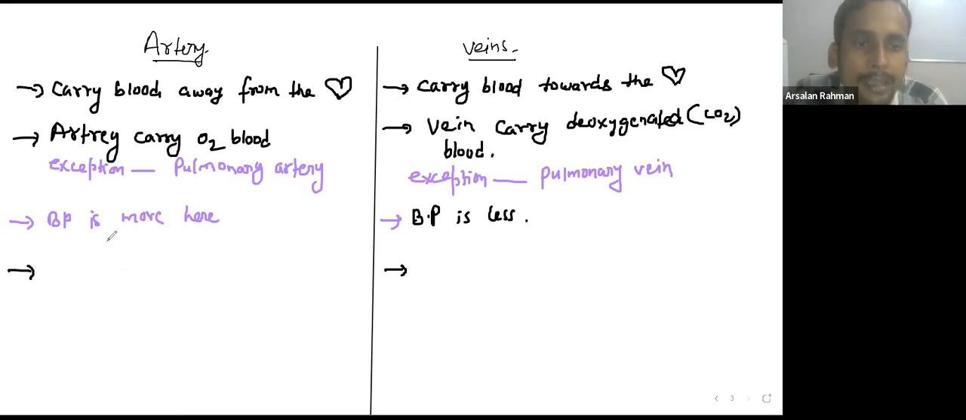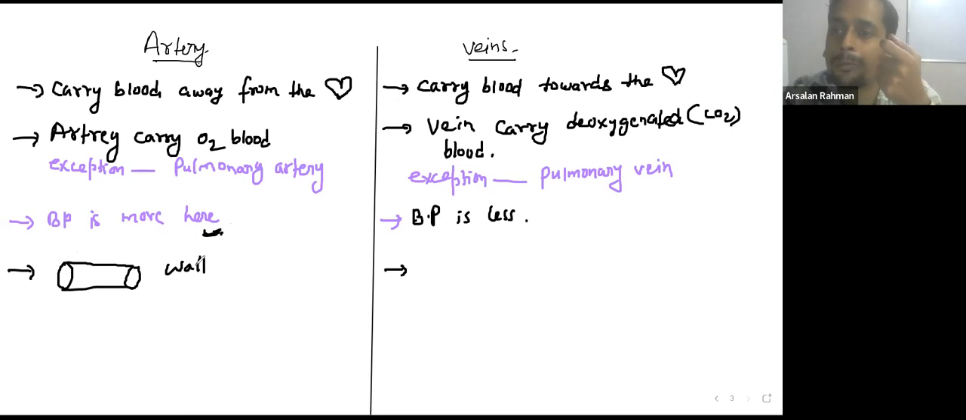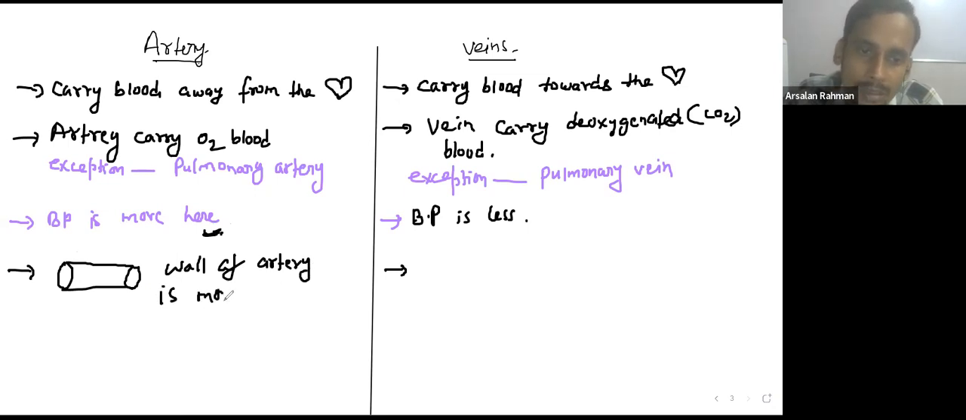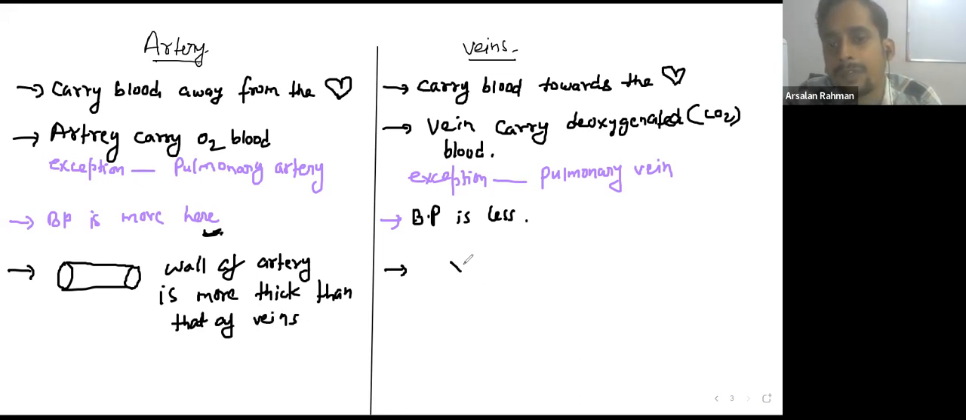Sorry. Okay, here the pressure is more, so the wall of the artery must be thick, hai na? Where the pressure is higher, the wall will be thick, hai na? So the wall of artery is more thick than that of vein, and here vice versa, the wall of vein is thin when compared to artery. So this is the difference between artery and vein.